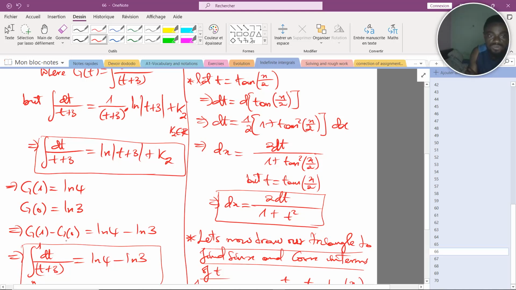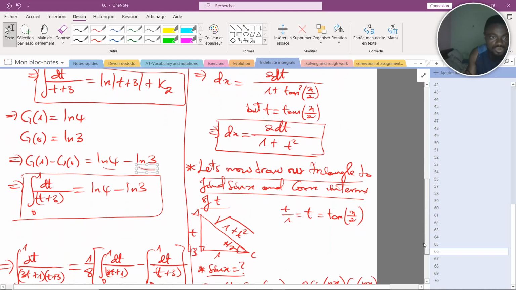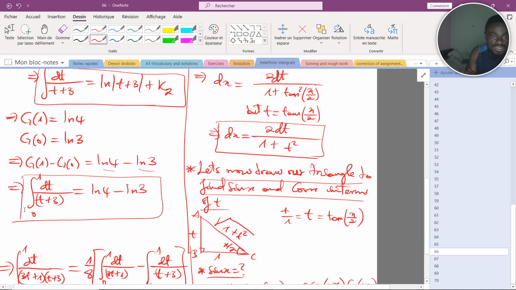G of 1 minus G of 0 is equal to what? ln of 4 minus ln of 3. Is that okay? So we can conclude that the integral from 0 to 1 of dt over t plus 3 is equal to ln of 4 minus ln of 3.